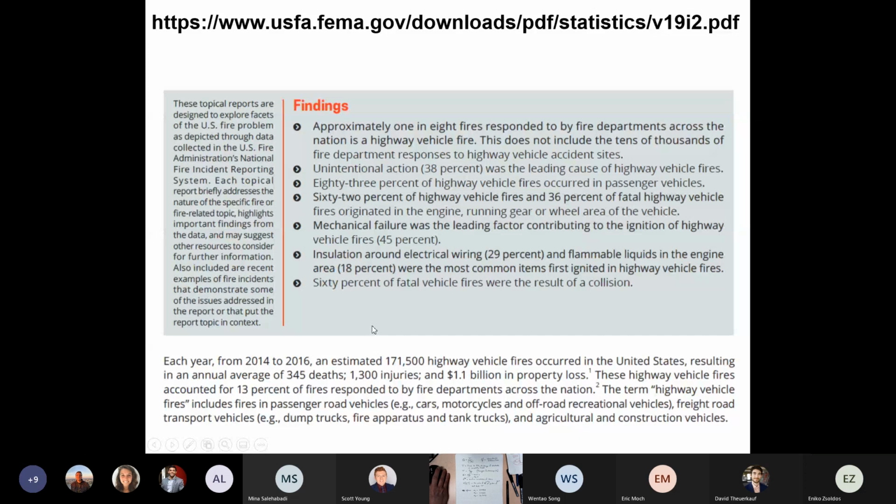Now, just to put everything on the right page, and I'm not saying this is the way people should compare things, but you have to realize that there are a lot of fires that take place with gasoline-powered cars. In this document, for example, each year from 2014 to 2016, an estimated 171,500 highway vehicle fires occurred in the United States with gasoline cars. An annual average of 345 deaths, and 13% of fires responded to by fire departments across the nation were these car fires.